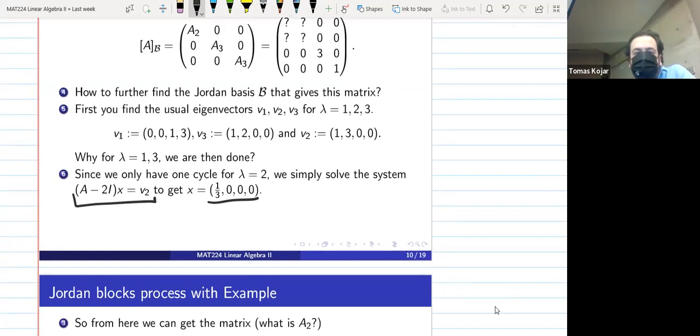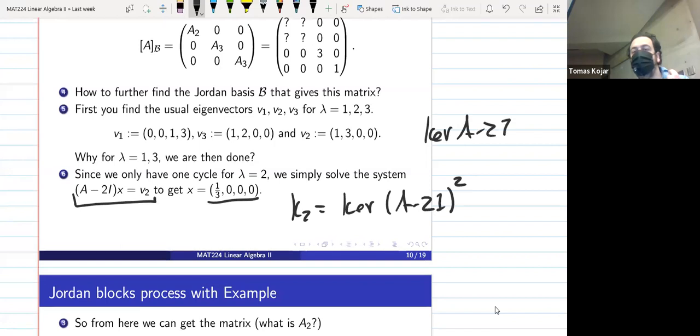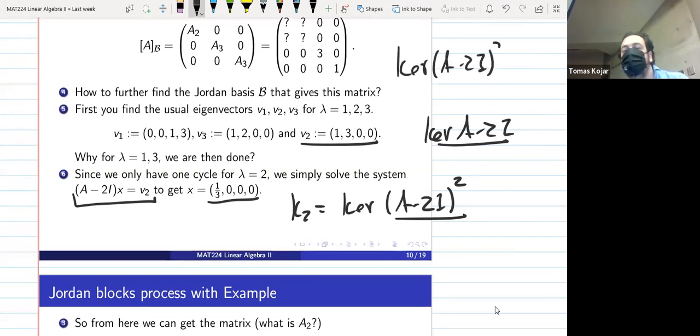Why do you need to solve this? Because remember, K2 is the kernel of A minus 2I squared. We already have the kernel of A minus 2I is this vector. Now I'm finding an x that is not in here, but it's in here. So you're trying to find some vector in the kernel of A minus 2I squared, take away the kernel of A minus 2I.